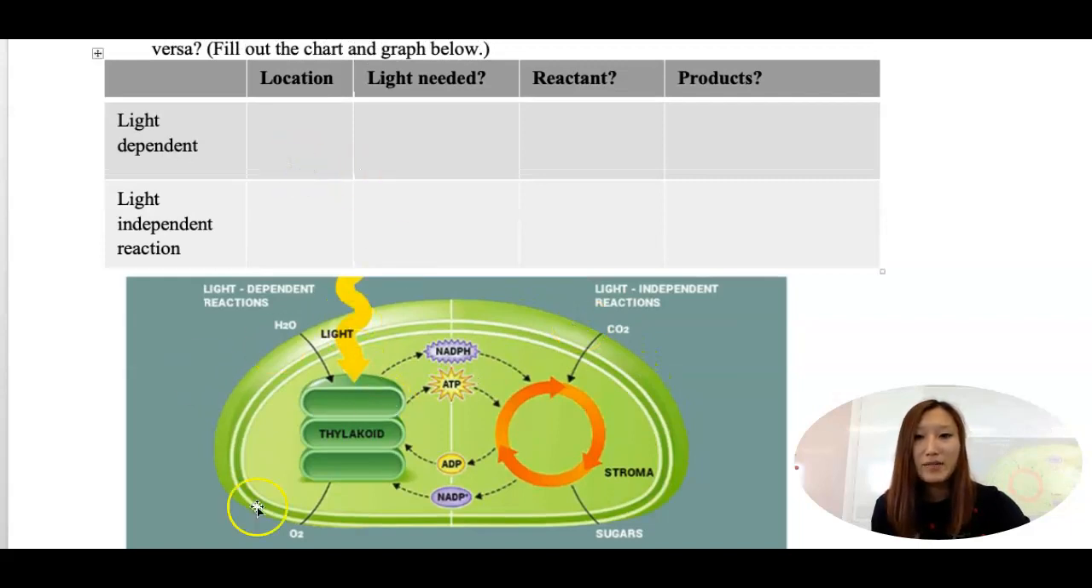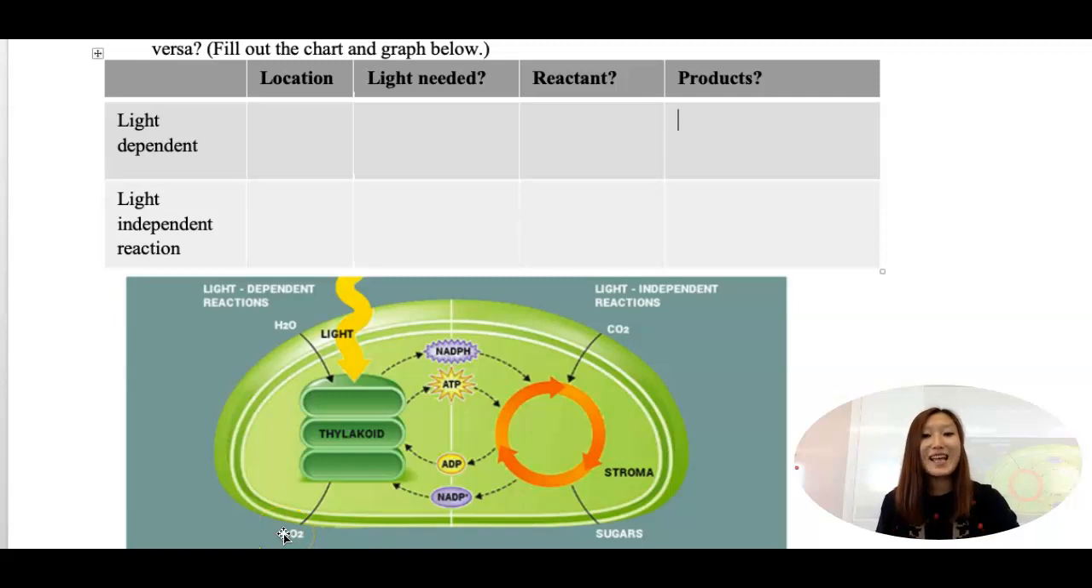So the light-dependent reaction, as you can see, takes place in the thylakoid. Go ahead and write that. Light-independent reaction takes place in the stroma. Is light needed? Light-dependent means light is needed, and light-independent means light is not needed directly. What are the reactants? The reactants are water, ADP, and NADP+ for the light-dependent. The products are ATP, NADPH, and oxygen.